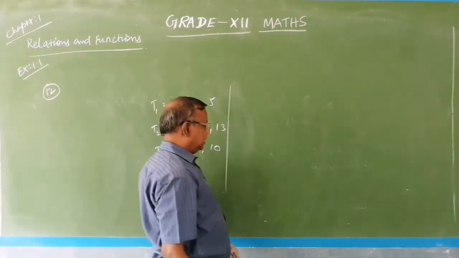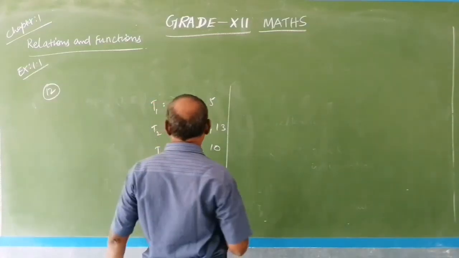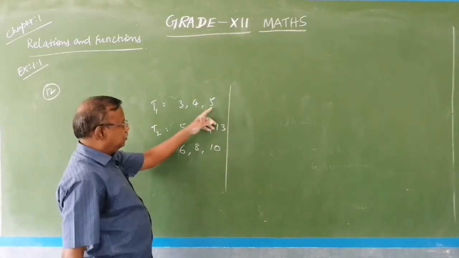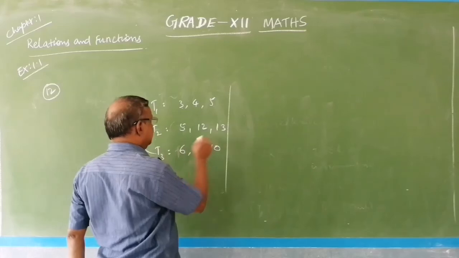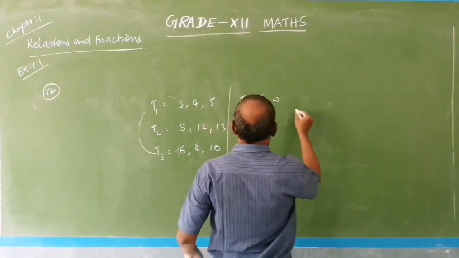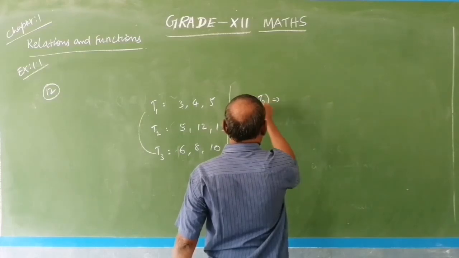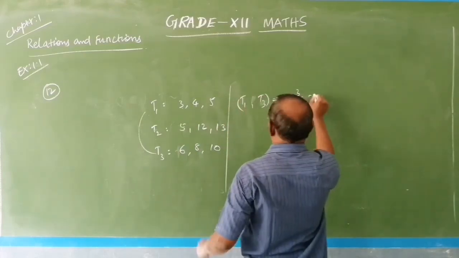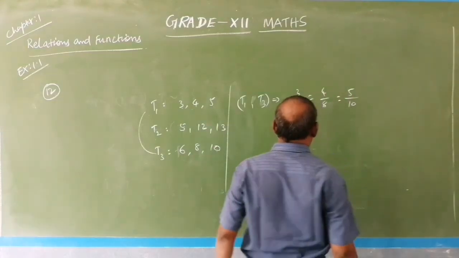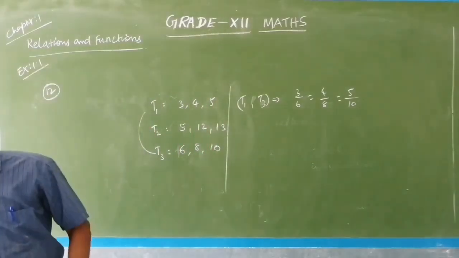Now, we have studied that if two triangles are similar, then their corresponding sides are proportional. Accordingly, 3 by 5 is not equal to 4 by 12, and also not equal to 5 by 13. But comparing T1 and T3, we have 3 by 6 equals 4 by 8 equals 5 by 10. So, the triangles T1 and T3 are related.